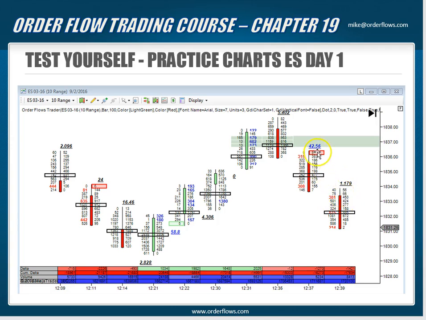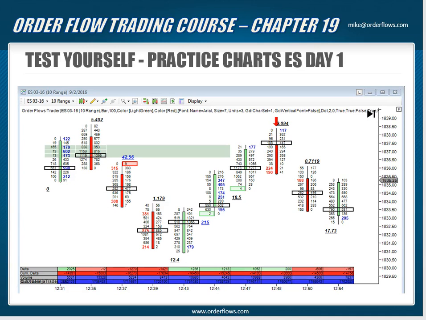And where would my stop be? My stop would be behind this single print. That's why I prefer to get short on a pullback rather than getting aggressive, because it's going to save me some ticks. So what happens? Well, it doesn't pull back, and it goes lower. Okay, but then again, it stops down here.